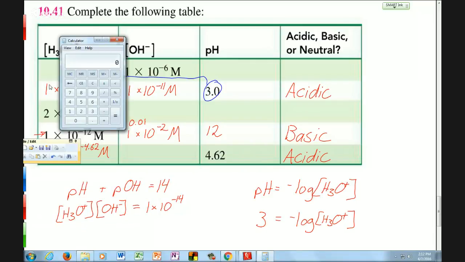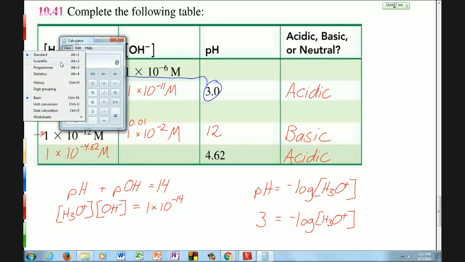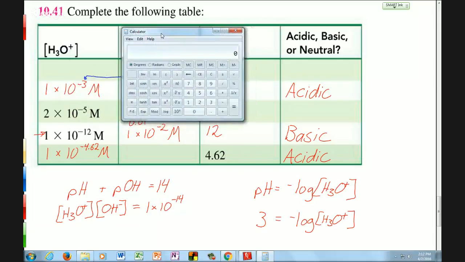I need a little more complicated calculator here, but I think I can do it. So I can say 10 to the minus 4.62. Oh, I have to do it like that. So 10 raised to the power of minus 4.62. And the calculator tells me that is 2.4 times 10 to the minus 5.